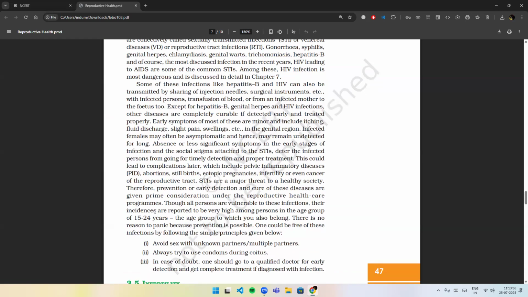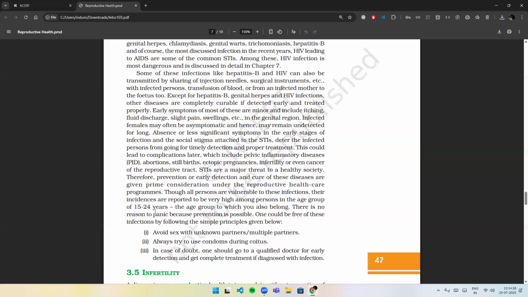Some of these infections, like hepatitis B and HIV, can also be transmitted by sharing of injection needles, surgical instruments, etc., with infected persons, transfusion of blood, or from an infected mother to the fetus too. Except for hepatitis B, genital herpes, or HIV infections, other diseases are completely curable if detected early and treated properly. Early symptoms of most of these are minor and include itching, fluid discharge, slight pain, swellings, etc. in the genital region. Infected females may often be asymptomatic and hence may remain undetected for long.